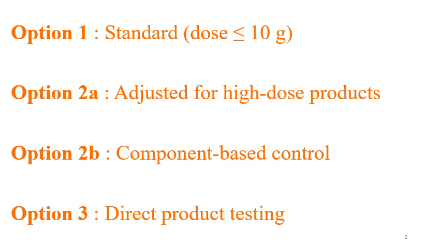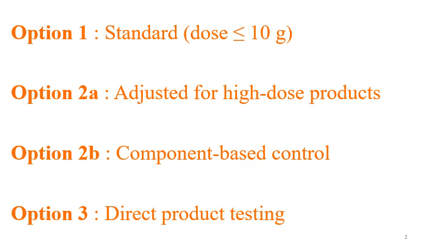Option 1 is used when the dose of the drug product is less than or equal to 10 grams per day. Option 2A is used when it is required to be adjusted for the high dose products. Option 2B is a component based control. Option 3 is direct product testing.